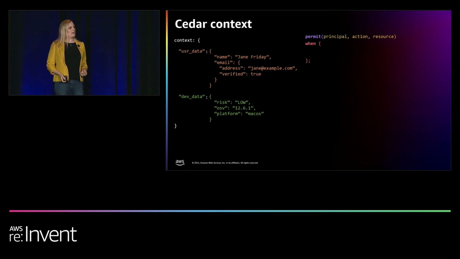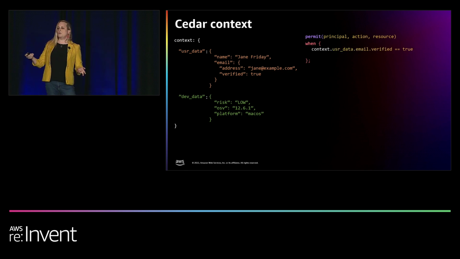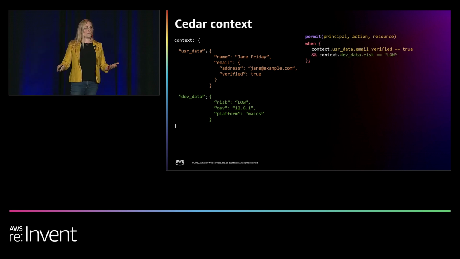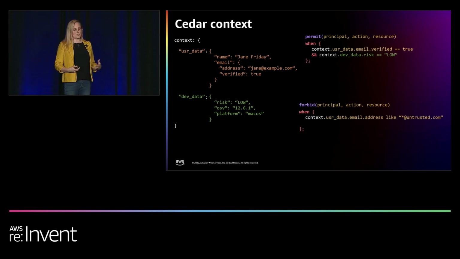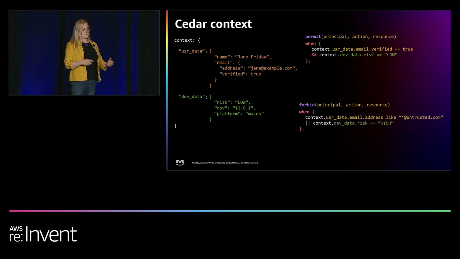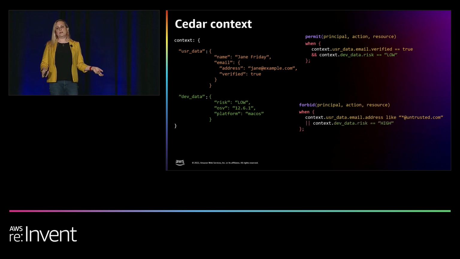So for example, I might permit when my user's email is verified and my device risk is low. Or I might forbid if my user's email address is from some untrusted domain or the device risk is high. You can see here that this provides you a lot of compositional capability, and we think it provides you an incredible amount of power.